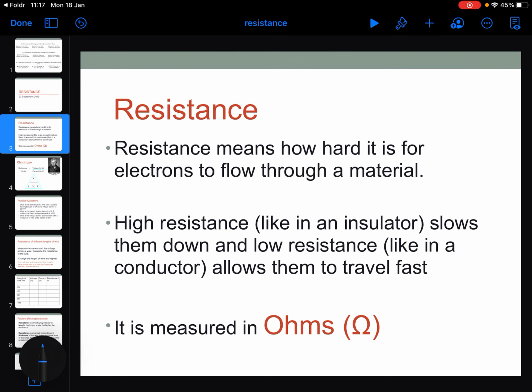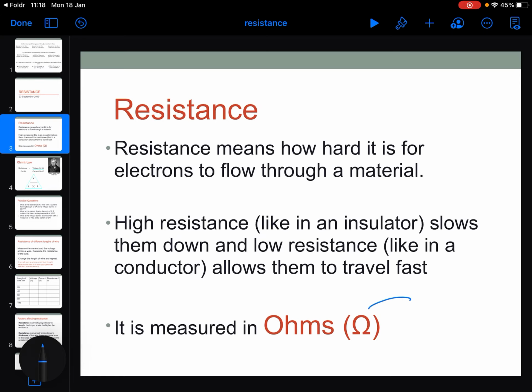So, resistance, our concept for the day, effectively is how hard it is for the electrons to flow through a material. A high resistance, like an insulator, slows them down, and a low resistance, like a conductor, allows them to travel fast. And it is measured in ohms. So that is ohms. It's named after a French scientist, which we'll see in a moment, Georges-Simon Ohm.